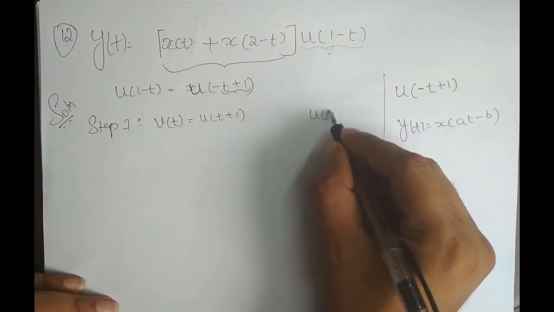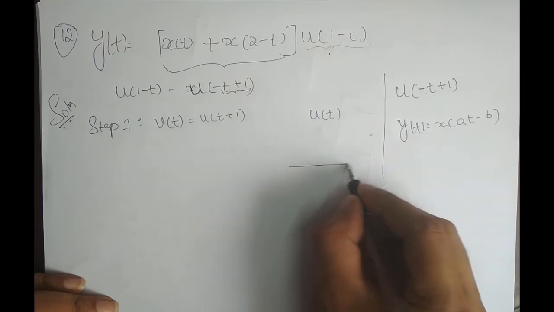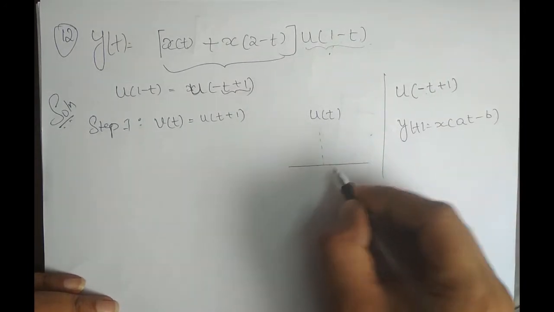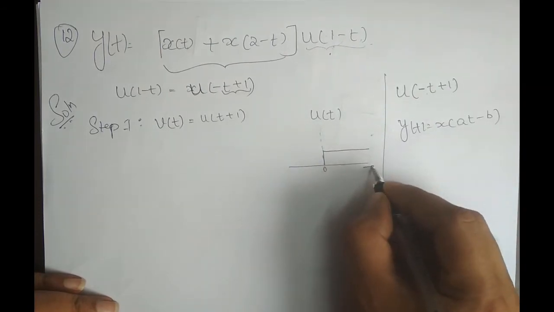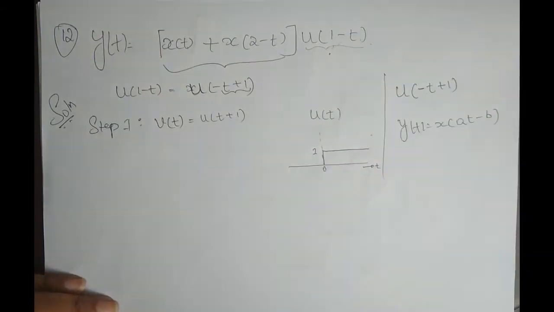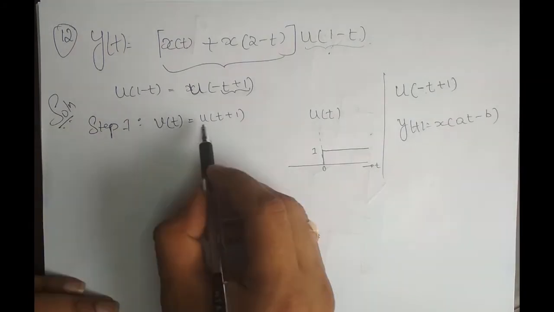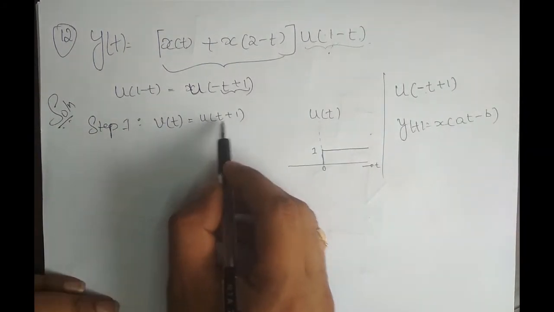We should know u of t. Now, what is u of t? U of t is a unit step function, right? So it is 1 for t greater than or equal to 0. So for t greater than or equal to 0, amplitude is 1, right? Now, if you know u of t, how do I get u of t plus 1?